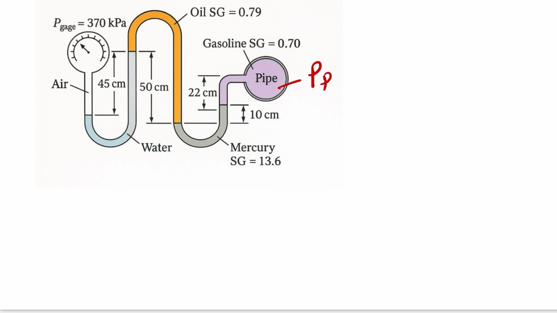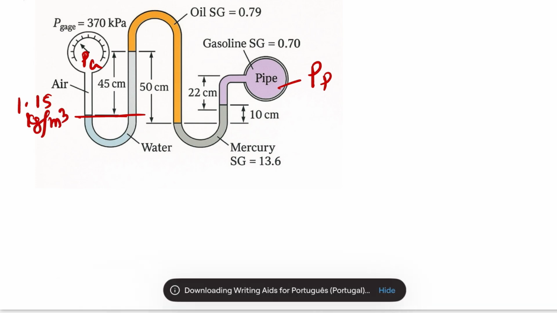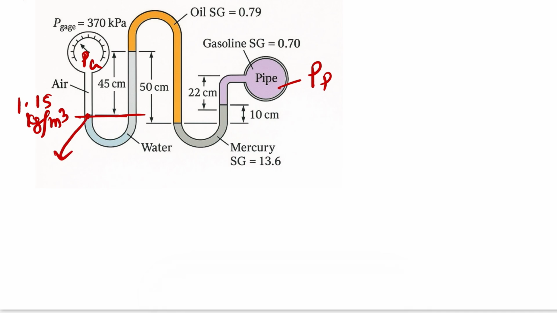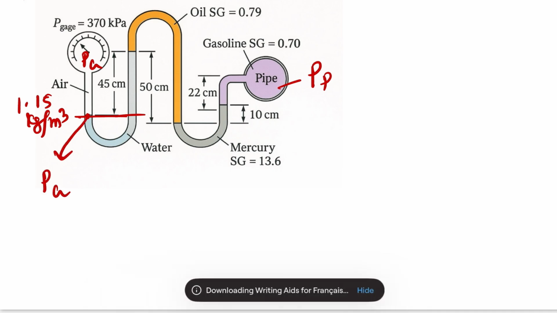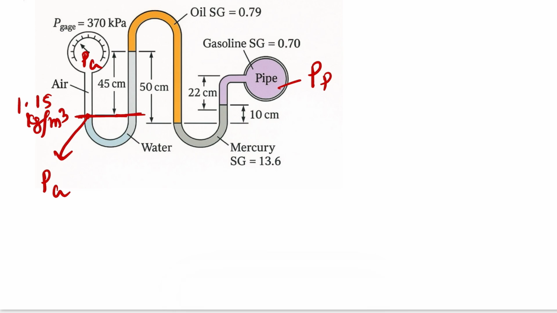Now we start from the left-hand side. Here the gauge pressure PG is given. We can consider the density of air negligible, 1.15 kg per meter cube, so we are not considering this height, and the pressure here is PG. Now we draw one reference line; for the same fluid at the same reference line the pressure will be the same, so here the pressure will be PG.